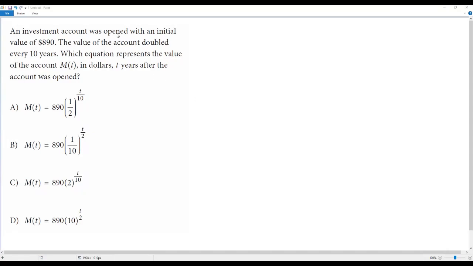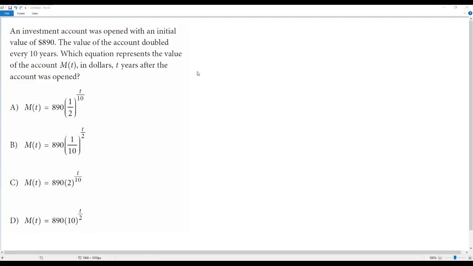An investment account was opened with an initial value of $890. The value of the account doubled every 10 years. Which equation represents the value of the account M of t in dollars t years after the account was opened? Okay, here the given information represents the exponential model.